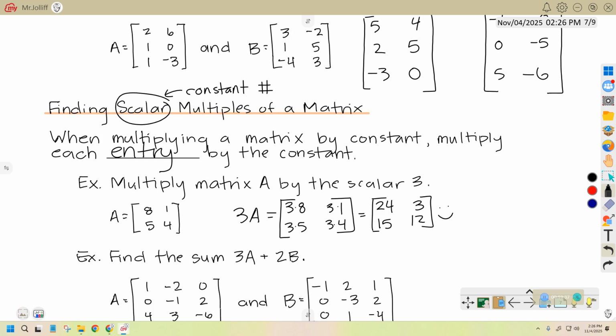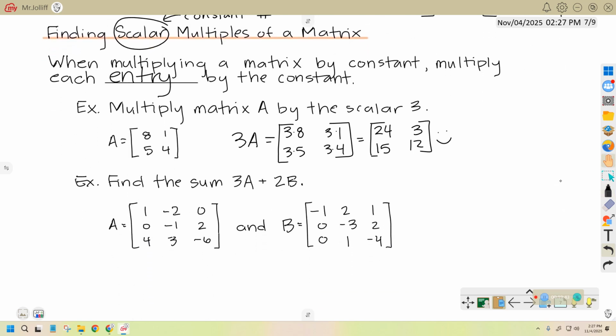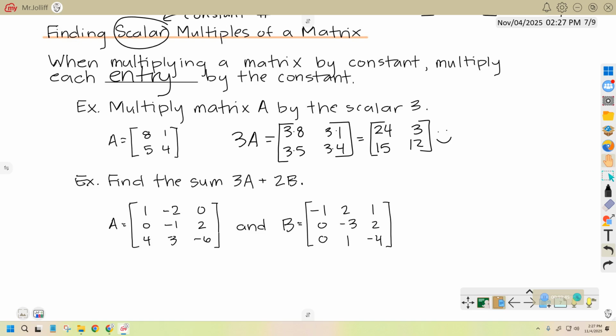We're going to take that to another level. No frowny face. What happens if I want to find the sum of 3A plus 2B? I'm doing two things. I am multiplying my matrices by constants and then adding the results together. My suggestion, having done this for a long time, is do the multiplication first, write the new matrices 3A and 2B below the originals, and then just add across the new matrices. So that's what I'm going to do.